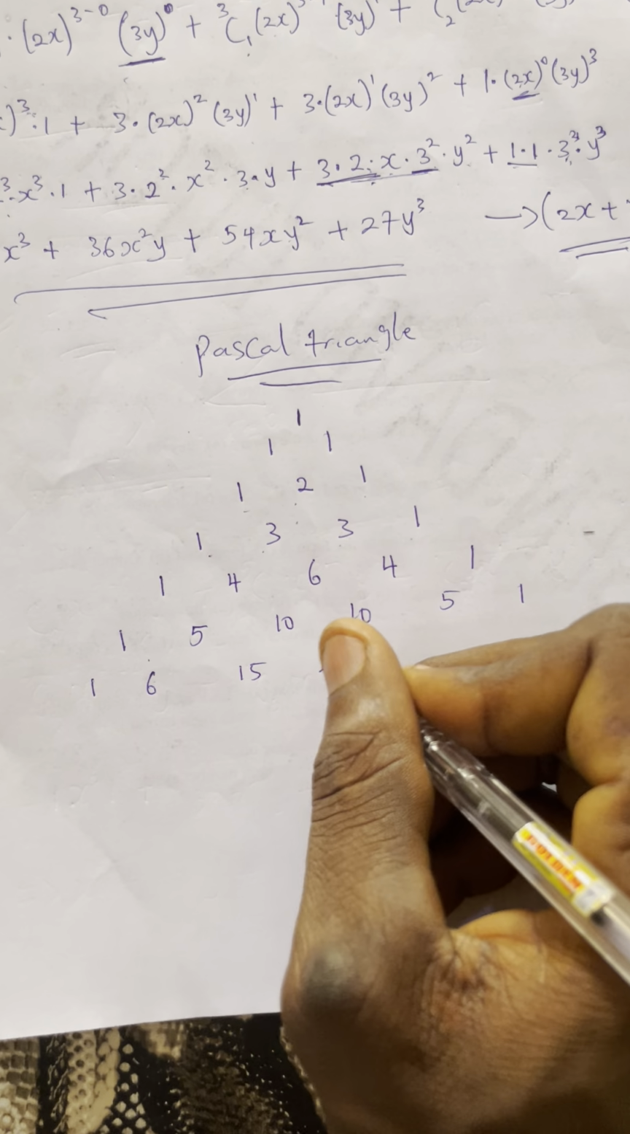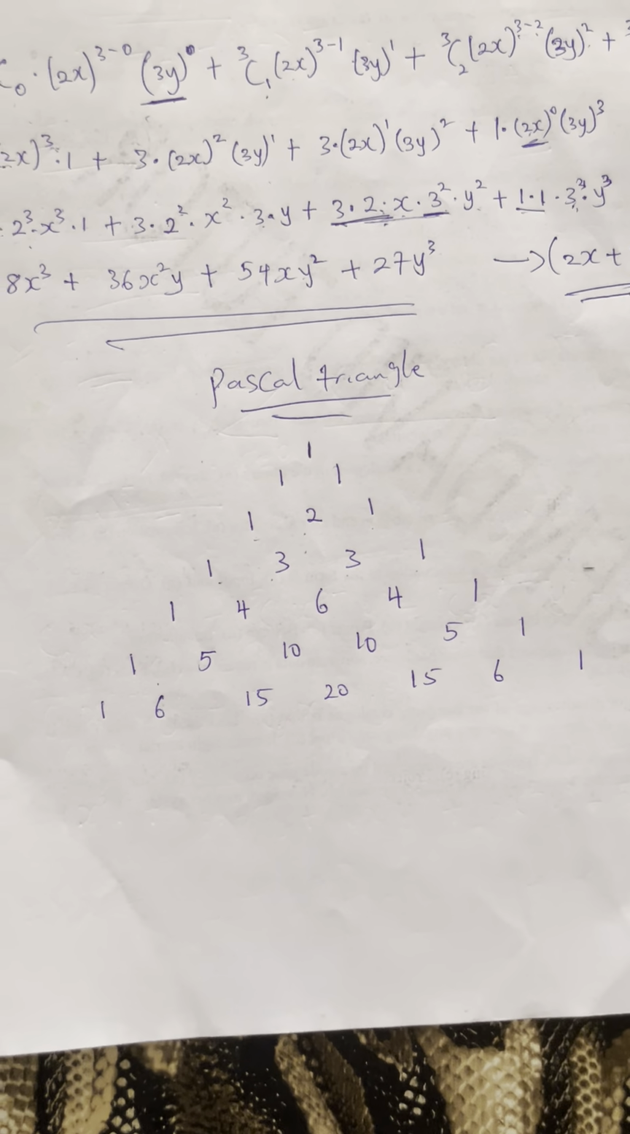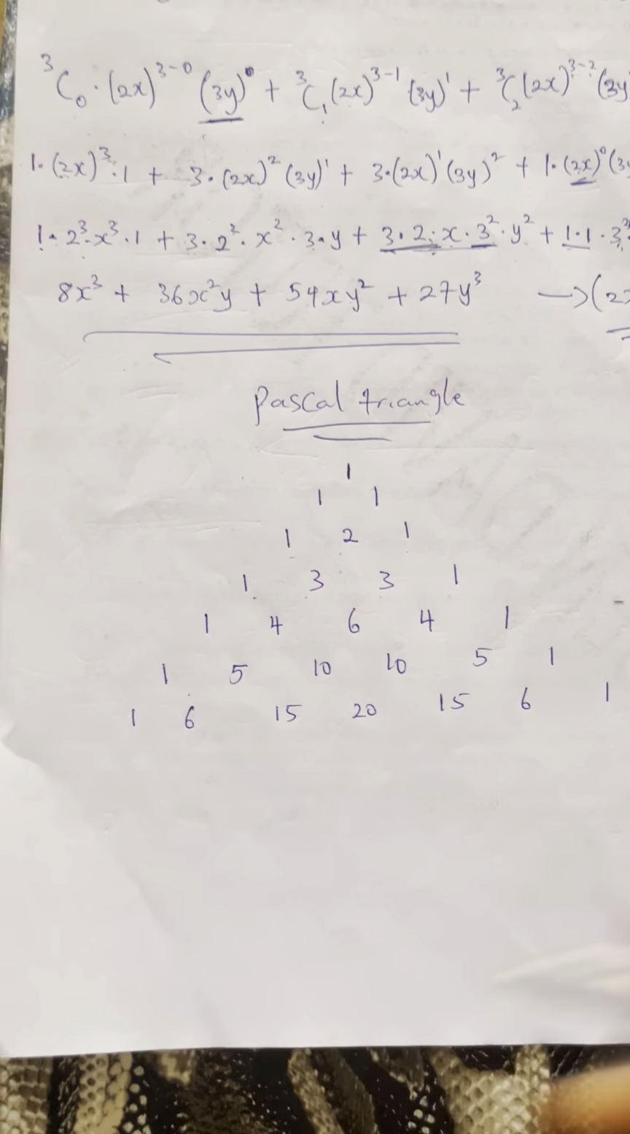10 plus 10 will give us 20. 10 plus 5 will give us 15. 5 plus 1 will give us 6. Then we have 1. Now, that is how you do the Pascal triangle to the last.